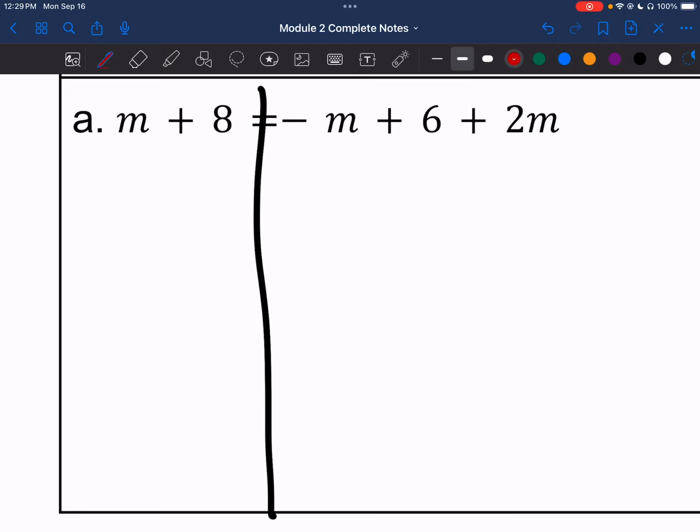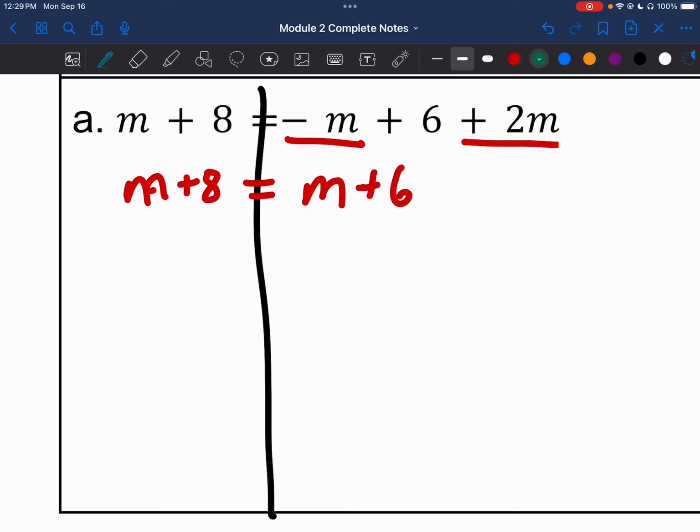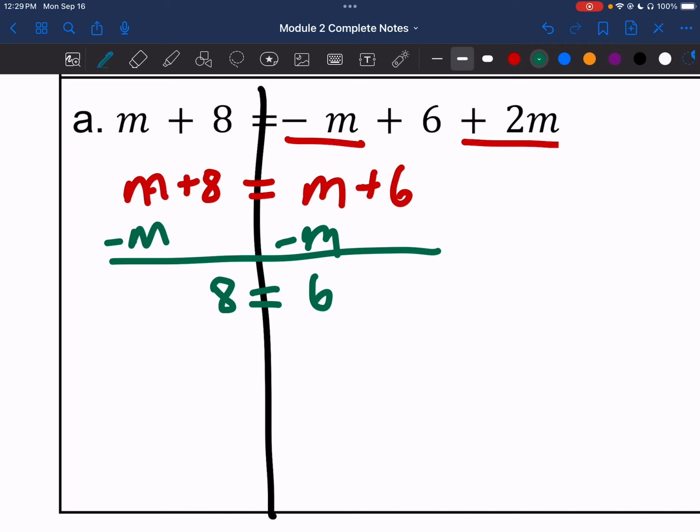All right, so we're going to start off with, we need to combine like terms on the right-hand side. So we have m plus 8. We'll clean that up a little bit. M plus 8 is equal to negative m plus 2m is m. So negative 1 plus 2 is 1, plus 6. And now we subtract m from both sides. And we're left with 8 is equal to 6, which, while they are both crooked numbers, that is not true. So this is a no solution.